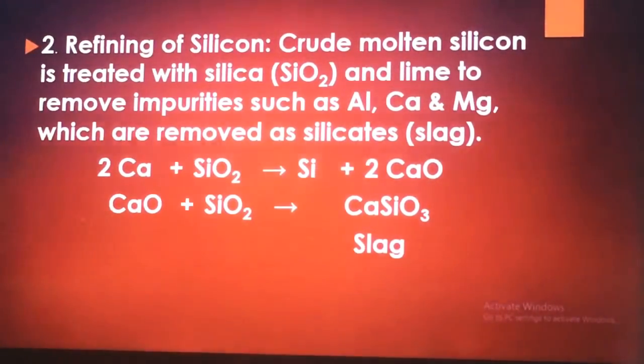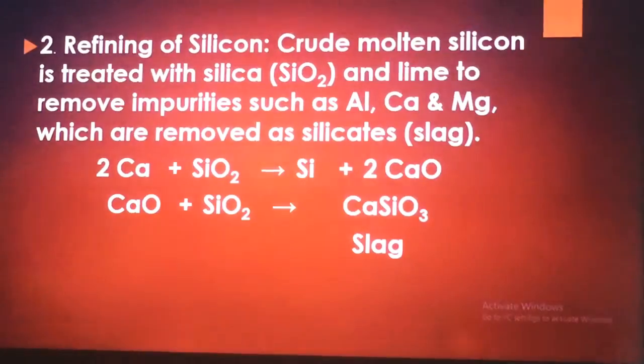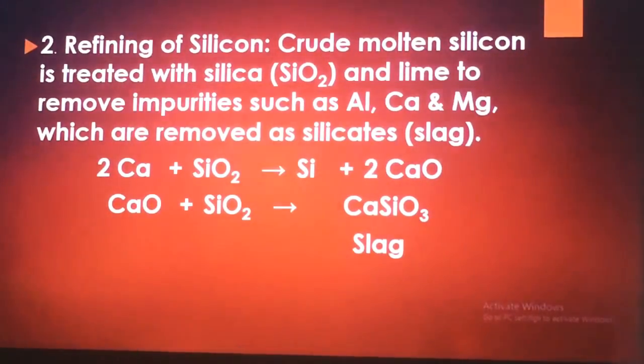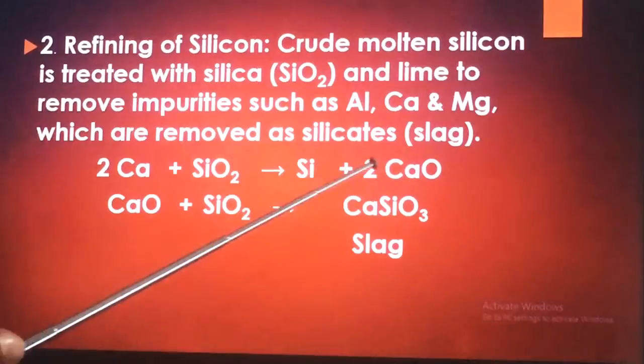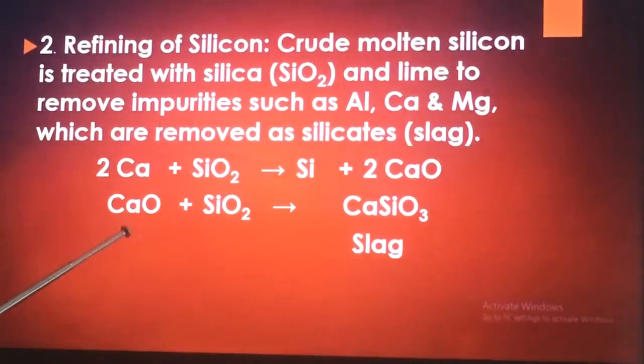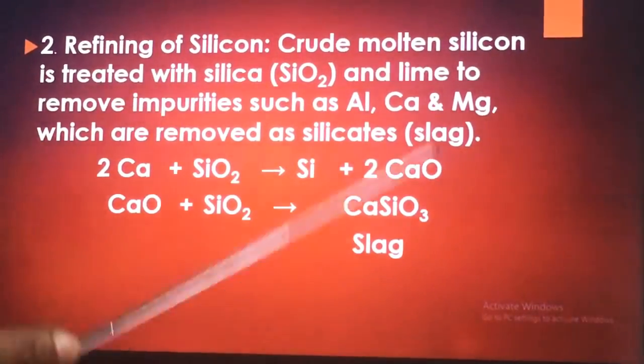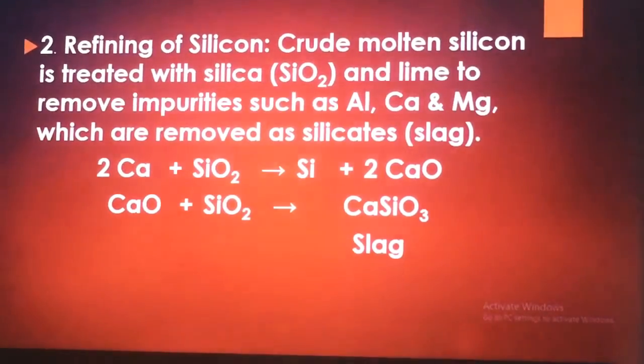So this is the second step, that is refining of silicon, whereby the molten silicon obtained in the first step will contain impurities like aluminum, calcium, magnesium, etc. To remove these impurities, it is again treated with silica, whereby the calcium, if present as impurity, will react with silica and form silicon and calcium oxide. This calcium oxide again will react with silica and form calcium silicate or slag.